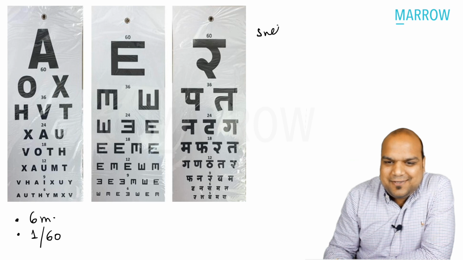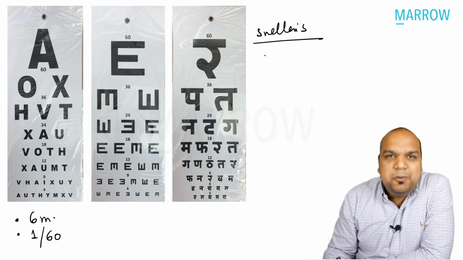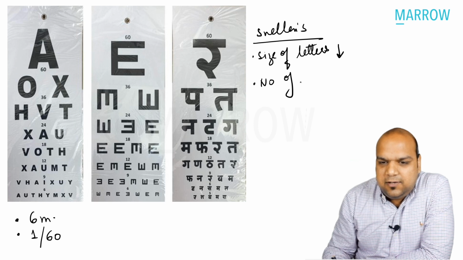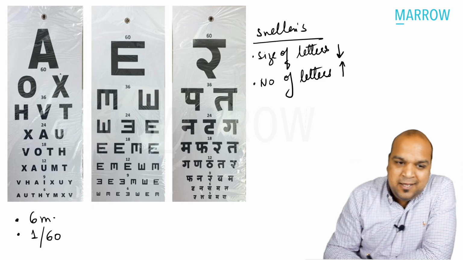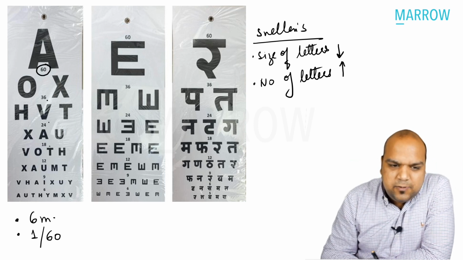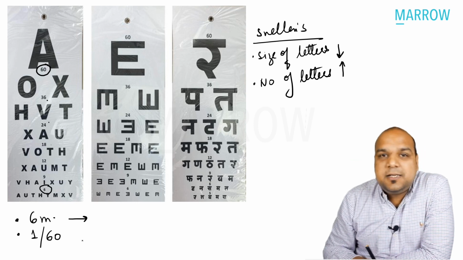I hope all of us have seen the Snellen's chart. There should be no confusion, everybody. The size of letters keeps on decreasing, but the number of letters in each subsequent row keeps on increasing, everybody. The topmost row has to be read from a distance of 60 meter, then 36, 24, 18, 12, 9, and the last row 6. This is done from a distance of 6 meters.